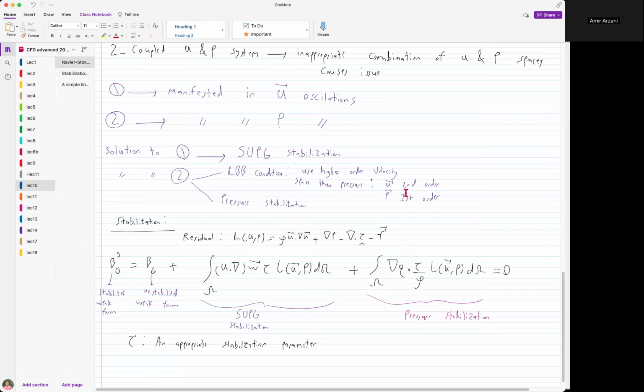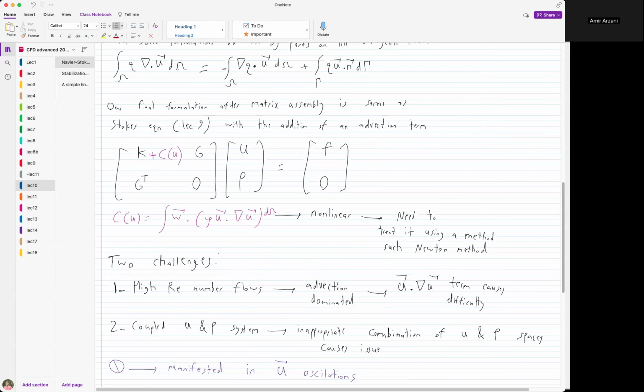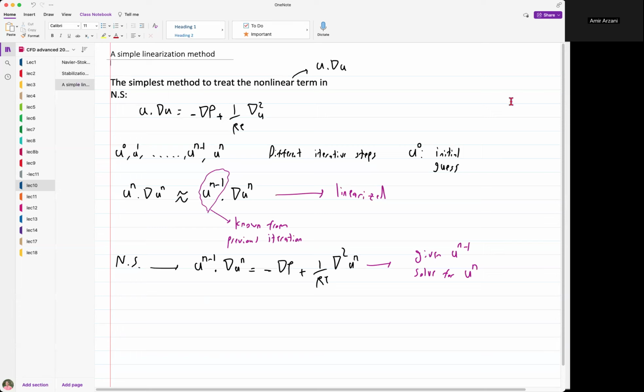Now the other thing we need to deal with here is the nonlinearity. This is no longer a linear system of equations, because this part here also depends on U, which makes it nonlinear. We all know fluid flows are nonlinear because of this advection term. So how do we deal with that? There's the more robust approach using the Newton method, which we'll talk about later. But there's a very simple approach known as the Picard iteration method, which is the simplest method you can use to treat the nonlinear term.